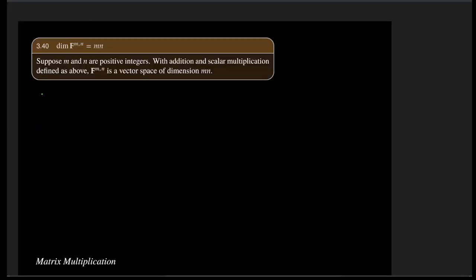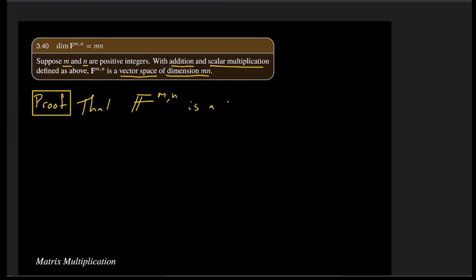So to be clear, we just talked about the idea of how we know that F^(m,n) is a vector space, but let's actually sketch that out a little bit nicer. What we'll prove is that for m and n positive integers, so whole counting numbers bigger than 0, if you do addition and scalar multiplication in the usual way, you get a vector space of dimension m times n. That F^(m,n) is a vector space will be left as an exercise.